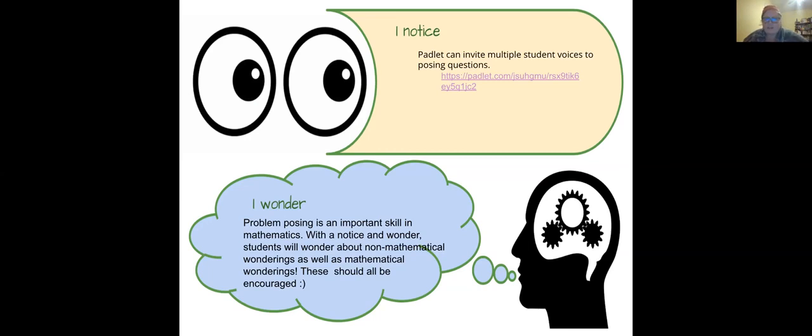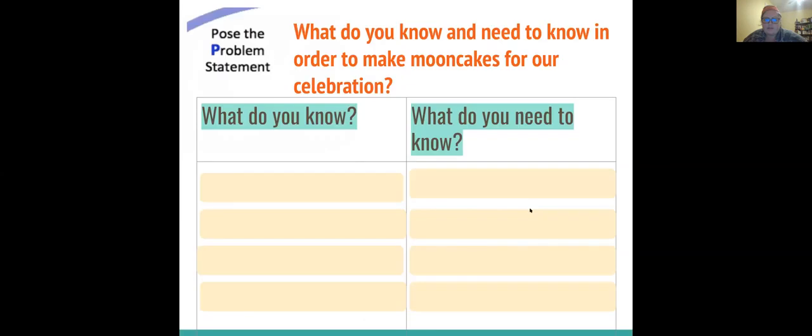After we connect to the idea and we see ourselves in the project we are doing, we start to define how we know what we know and what we need to find out. So what we're going to do is engage in some math tonight. We're going to make some mooncakes for our celebration. Can you please use the chat? What do you know about the problem? What do we still need to find out?